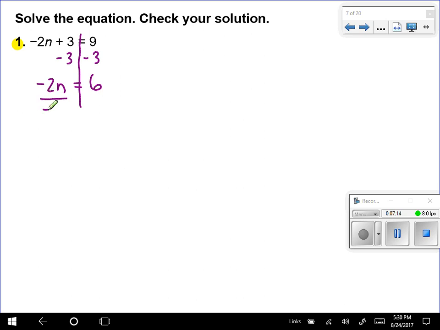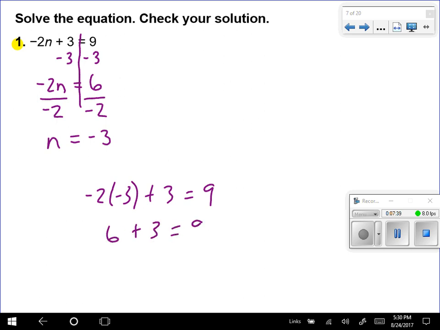Here's where that multi-step comes in. I have to do more than one step. I'm going to divide by negative 2, so n is going to equal negative 3. On a quick check, negative 2 times negative 3, if I plug this back into the equation, should give me 9. So this is a positive 6 plus 3 equals 9, which is true.